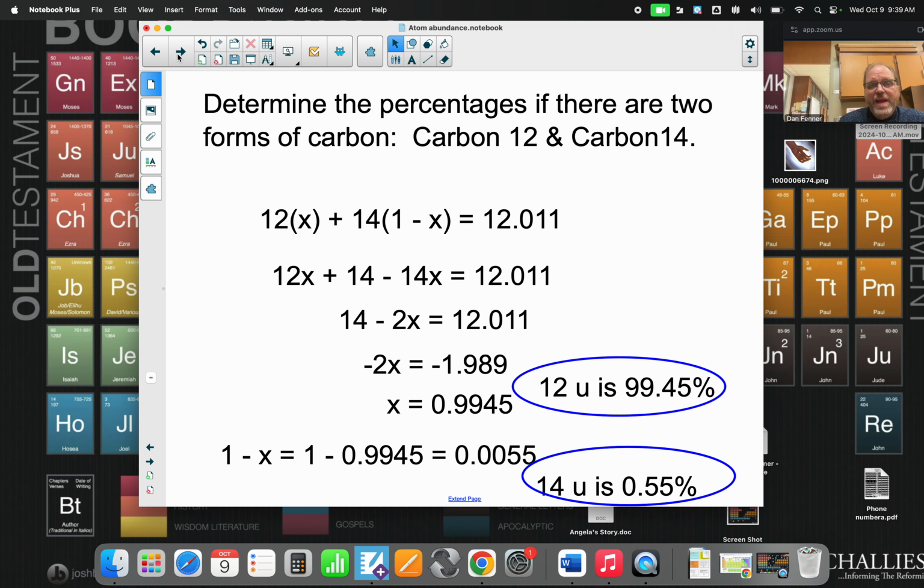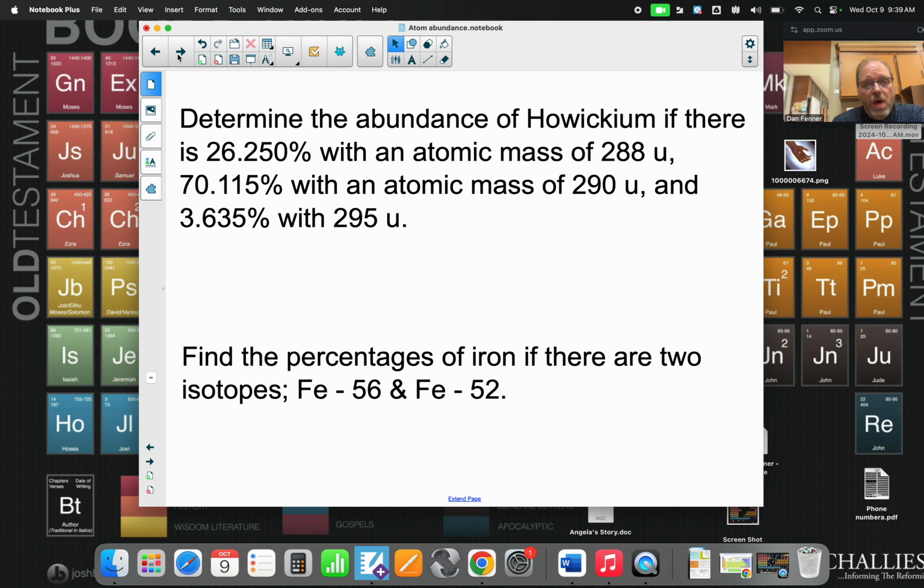Those are our answers. All right. I'm going to have you do 2 now on your own. So do these on your own. A former administrator also named Howick, so it's Howickium. There is the percentages. One thing I want you to be aware of, this 3.67. People have a tendency to make that 0.3635. It's going to be 0.0367 because they go 2 decimal places to make it a decimal. And then I want you to find the amount that is iron 56 and iron 52. And the atomic mass there is 56.0.